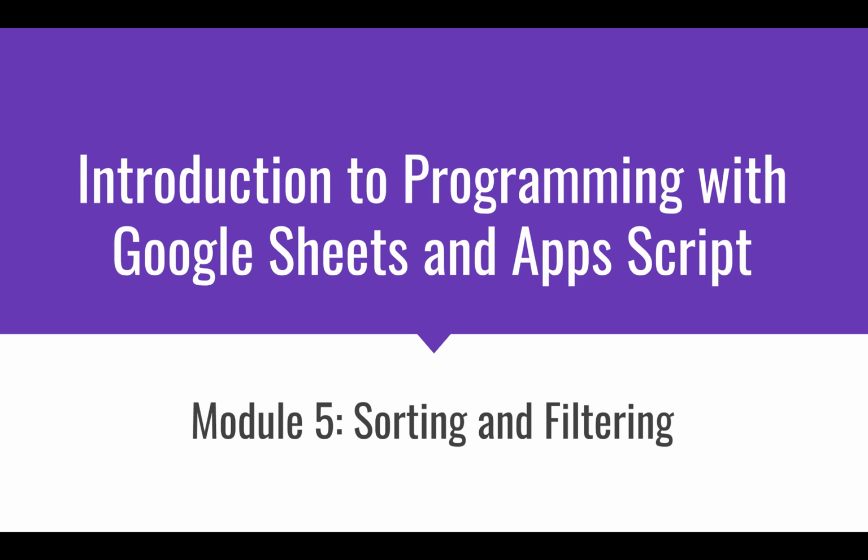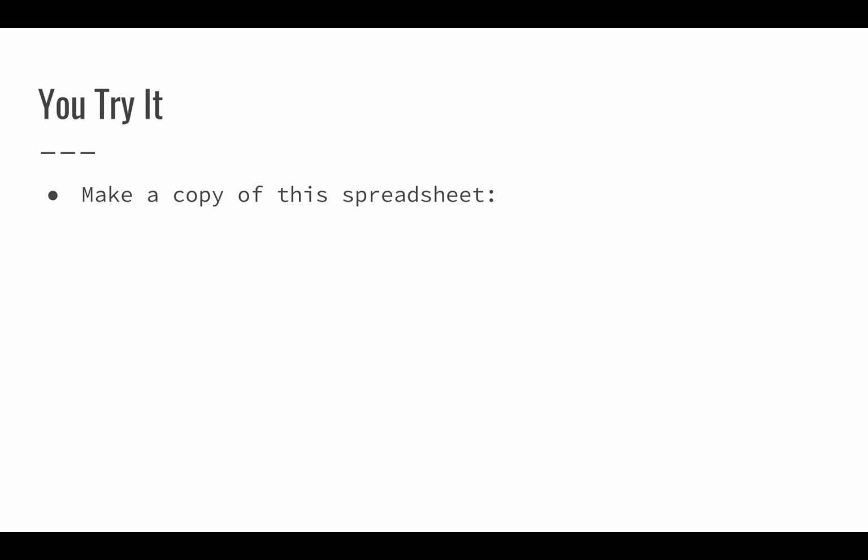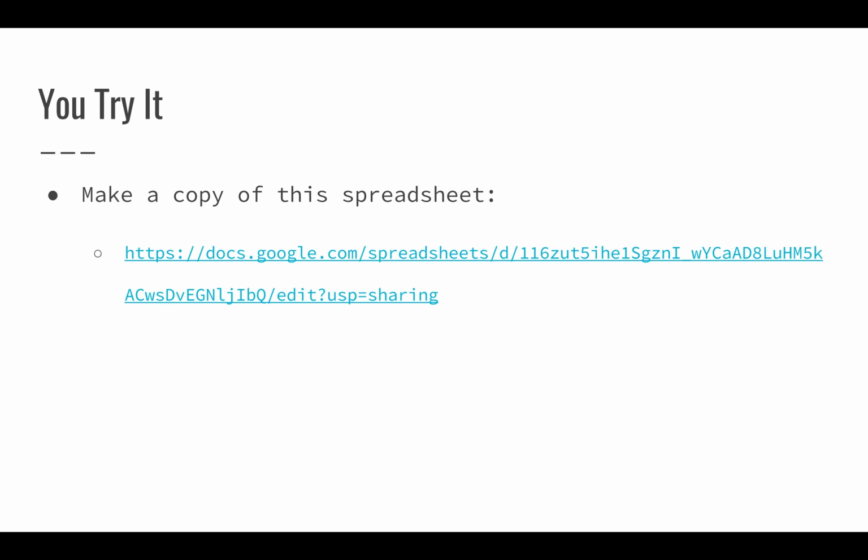So now that we know a little bit about sorting and filtering in Google Sheets, we can try an example. We're going to make a copy of this spreadsheet, and this spreadsheet just contains some temperature readings in different locations. So assume it's some kind of data that someone was sampling with a thermometer in different places.